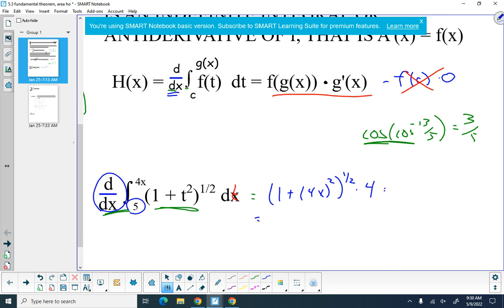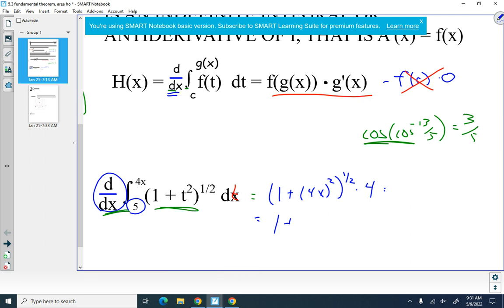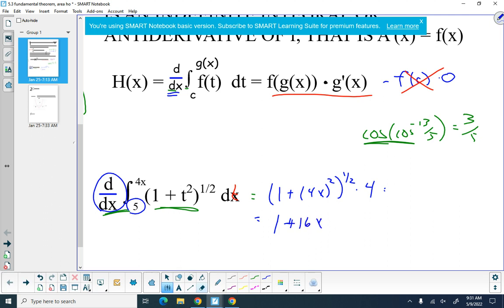So what we are left with is 1 plus 16x squared to the 1/2 power times 4, or 4 times 1 plus 16x squared to the 1/2 power. And this is the second part of the fundamental theorem of calculus.